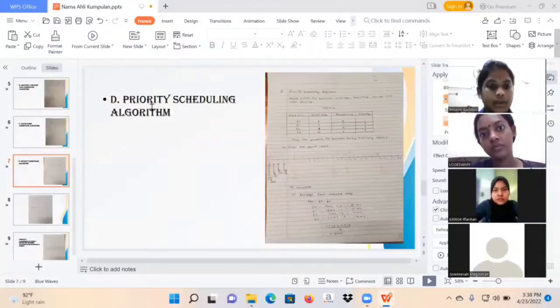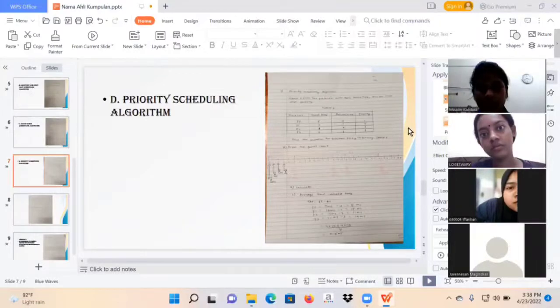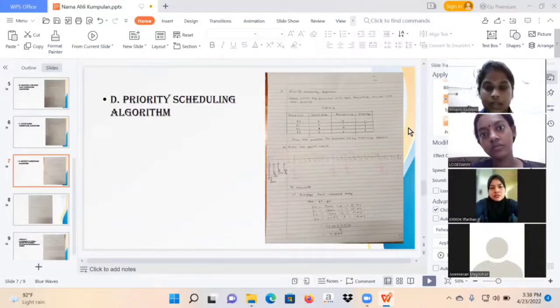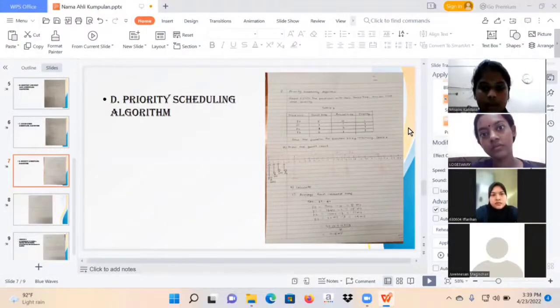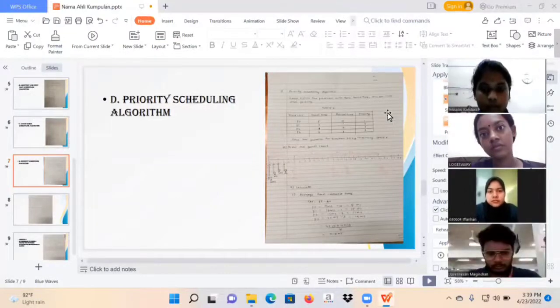The next one, priority scheduling algorithm. The priority scheduling algorithm table shows the processes with their burst time, arrival time, and priority. Process P0, burst time is 5, arrival time 0, priority 1. P1, burst time 3, arrival time 1, priority 2. P2, burst time 8, arrival time 2, priority 1. P3, burst time 6, arrival time 3, priority 3. Based on table 2, solve the problem for question 2D.